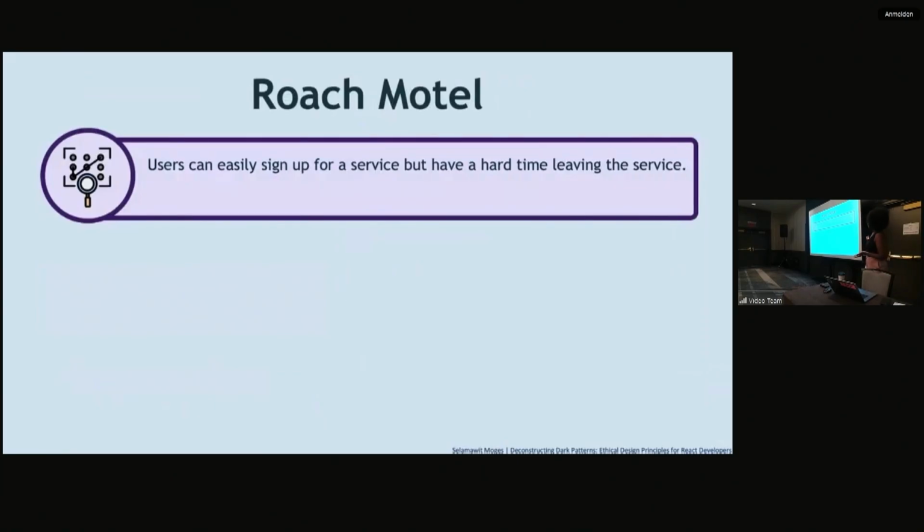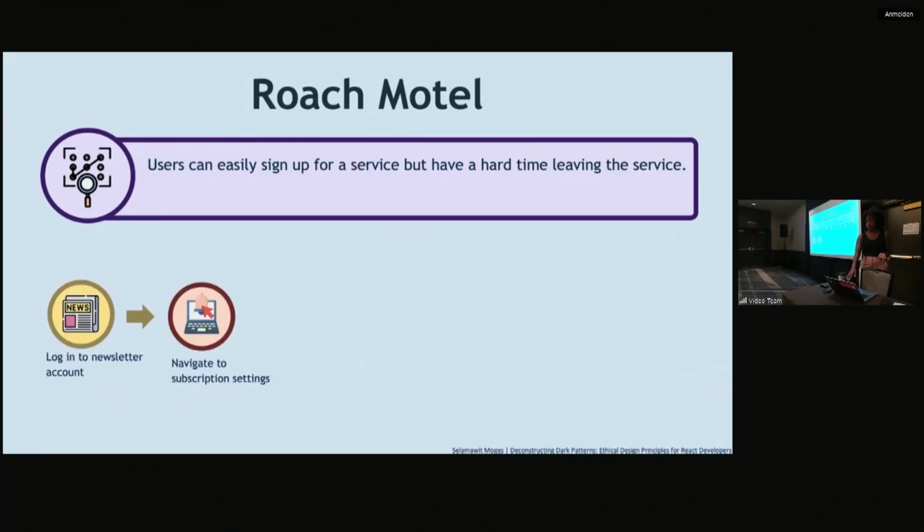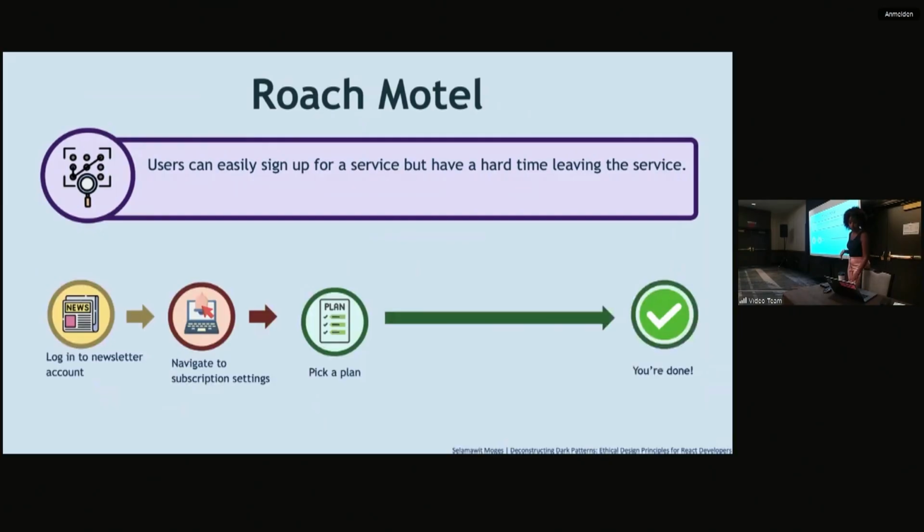So the next one I'd like to talk about here is Roach Motel. So users can easily sign up for a service but have a hard time leaving the service. It's super intuitive to actually sign up for the subscription, but then it takes a million steps to actually cancel. So let's just walk through an example together. Let's say I have a newsletter app and I'm going to log into the account. If I wanted to subscribe, I navigate to the subscription settings. After that, I pick a plan that works for me. And then I'm done. I've signed up.